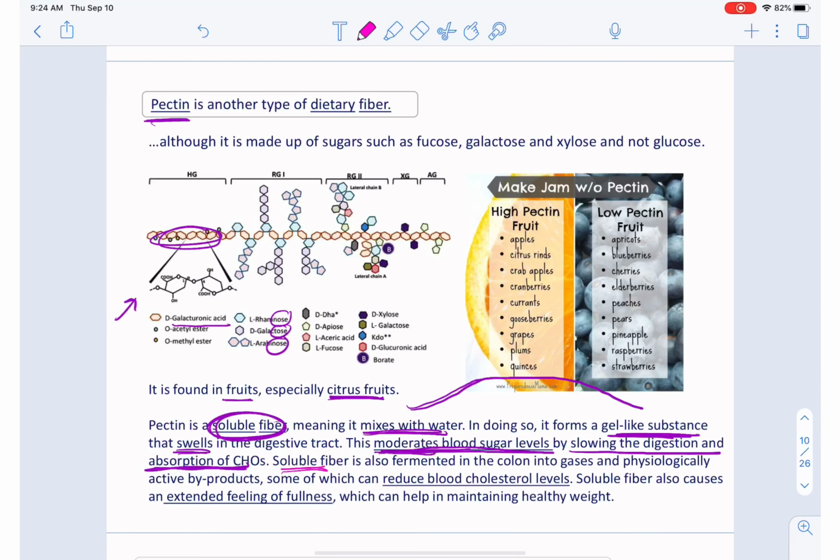Soluble fiber is also fermented in the colon into gases and physiologically active byproducts, and some of these can reduce blood cholesterol levels. So soluble fiber can reduce blood cholesterol levels. And another thing about soluble fiber is it causes an extended feeling of fullness, and this can help in maintaining a healthy weight.